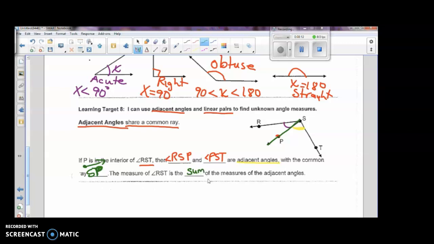And the measure of RST, so the outer angles, is the sum of the measures of the adjacent angles. So this brings us back to part plus part equals whole. I told you it would come up a lot. I bet you didn't think it would be this soon. Ha ha ha. Tricked you. It is this soon. So we could write it like this. Angle RST equals angle RSP plus angle PST.